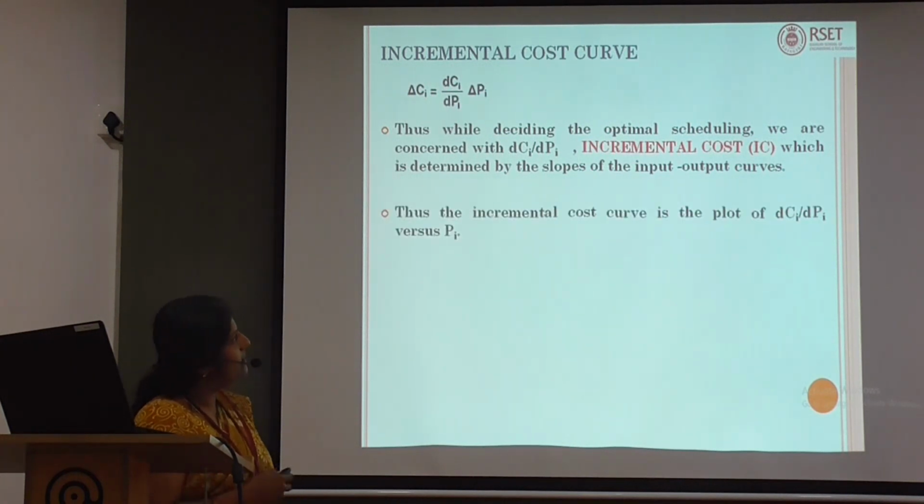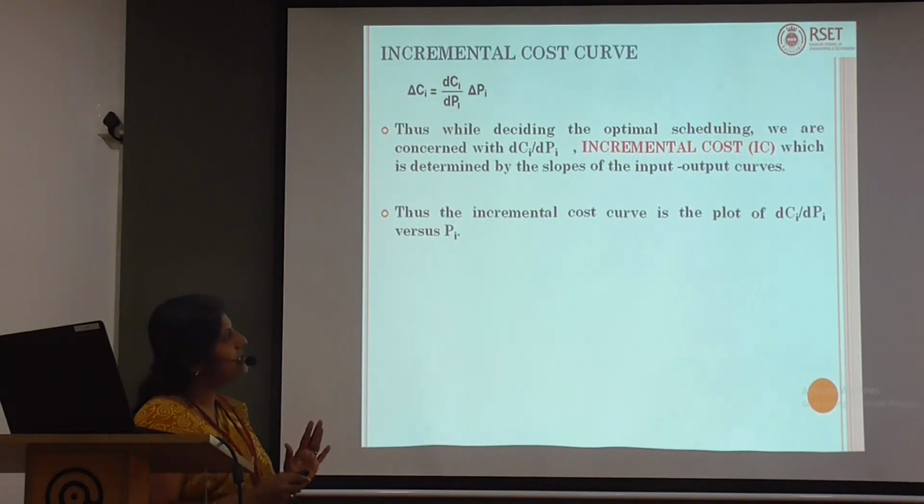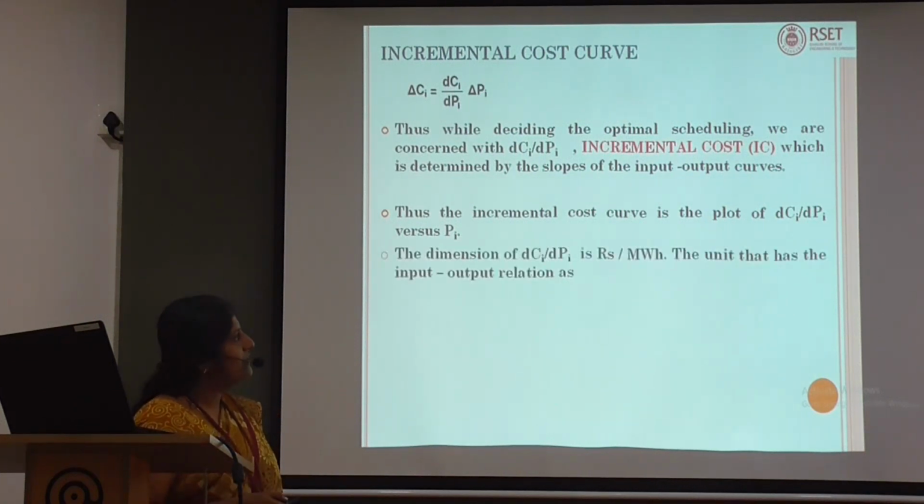Now let us see what the incremental cost curve is. The incremental cost curve is a plot of dCi by dPi versus Pi. What should be the dimension? Cost is always given in rupees per hour and power in megawatts. So the dimension of dCi by dPi will be rupees per megawatt hour.